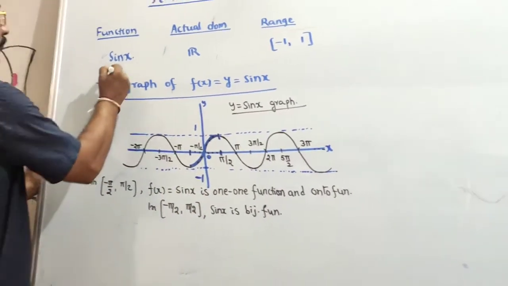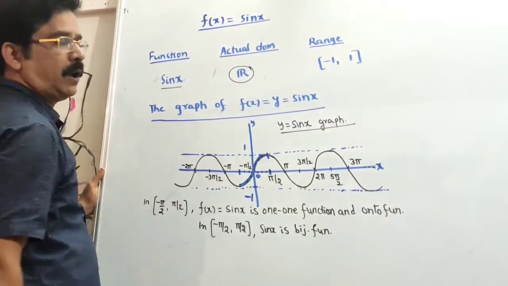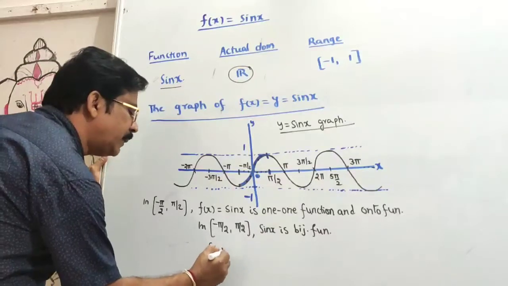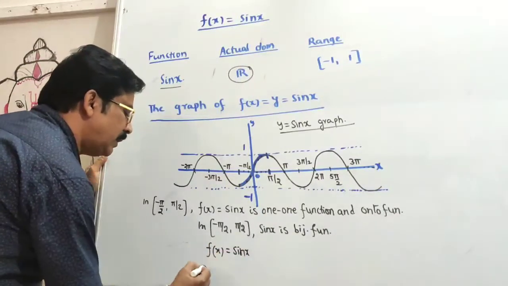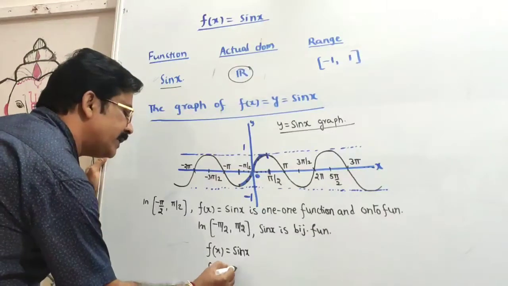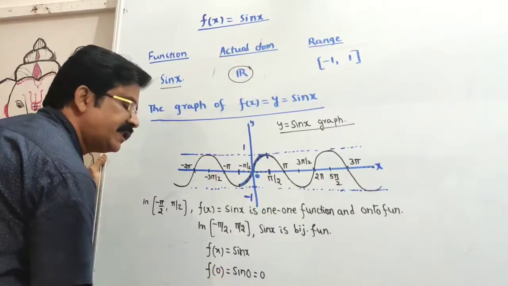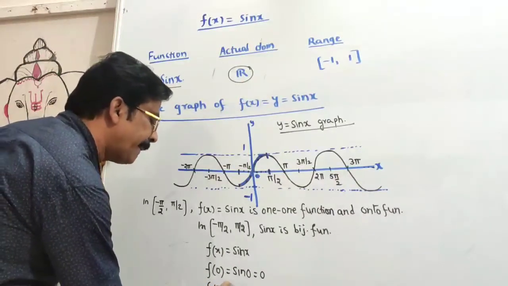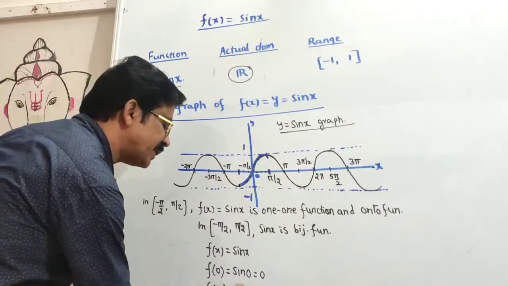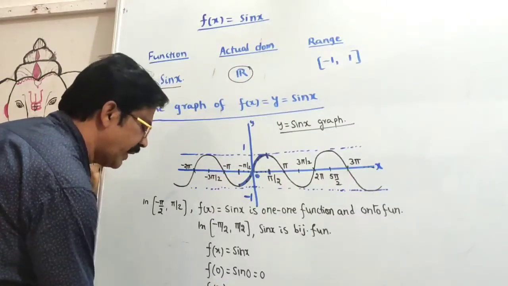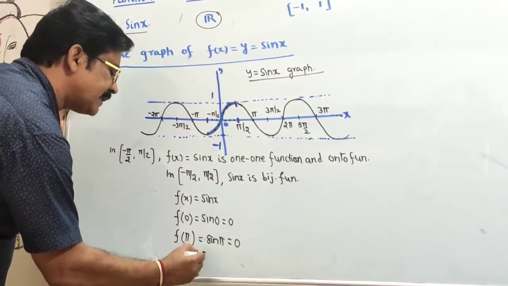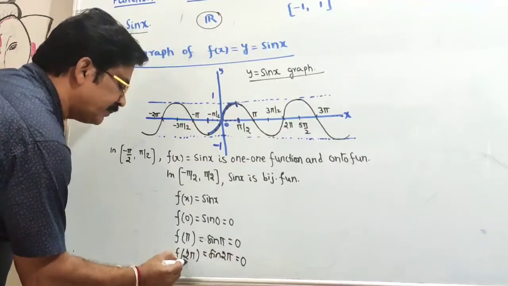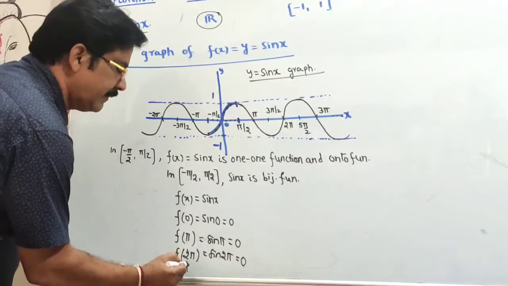Next, actually sin x has domain capital R, the real number set. Observe that f of x is equal to sin x. What is f of 0? It means sin 0. Sin 0 is equal to 0. Similarly, I will show one example. Sin pi is what? Sin pi is 0. F of pi equal to sin pi, 0. Similarly, f of 2 pi, sin 2 pi, is also equal to 0, and so on. Similarly, infinite values are there which are mapped to 0.